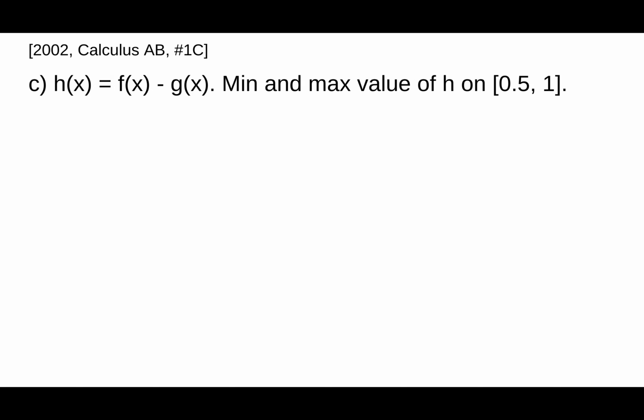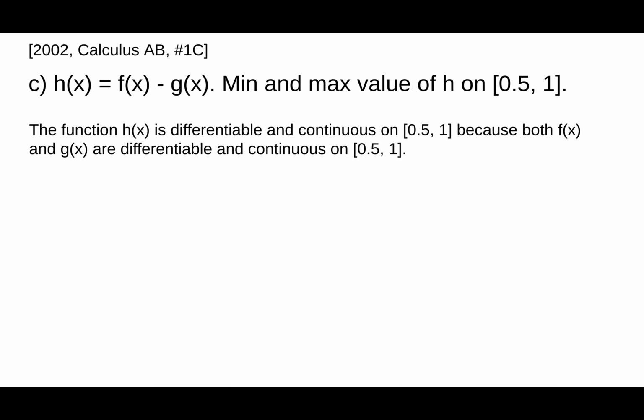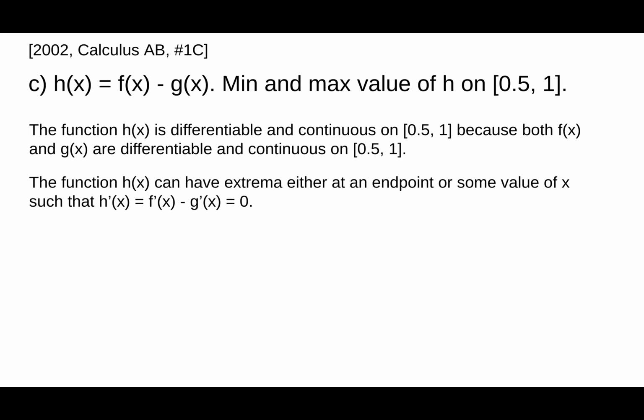In part C of this question, we are given a function h of x defined as f of x minus g of x, and we are asked to determine the minimum and maximum value of this function h on the interval from 1/2 to 1. If we look at how h of x is defined, it is just the difference of f of x minus g of x, but f of x and g of x are both differentiable and continuous on this interval from 0.5 to 1, which means that our function h of x is also differentiable and continuous on 0.5 to 1, which is good to know.